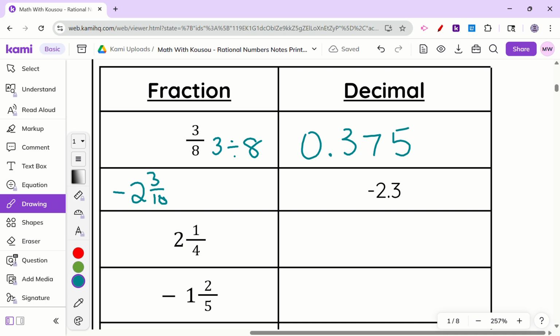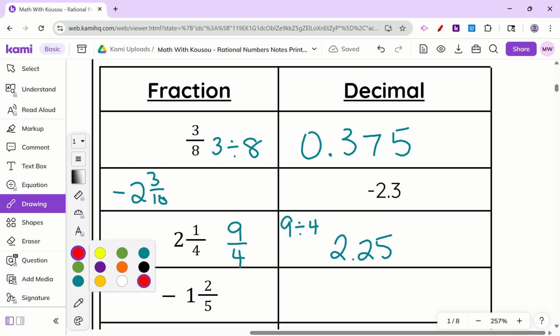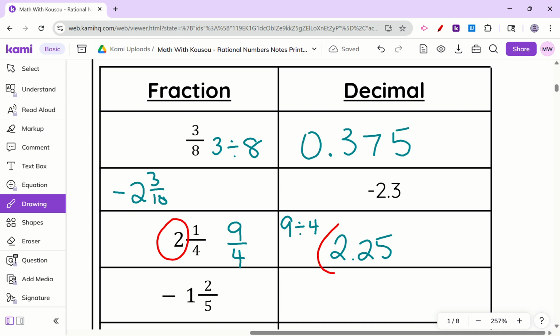All right, the next one we have 2 and 1/4. So I would suggest you turn it into an improper fraction. So 4 times 2 is 8 plus 1 gets you 9. So we have here 9/4, and then you would divide 9 divided by 4, and you would get 2.25. You can also think of it like you have a whole number of 2, so you write the 2, and then you can take this 1/4 fraction and do 1 divided by 4 in your calculator in order to get this 0.25 piece of it.